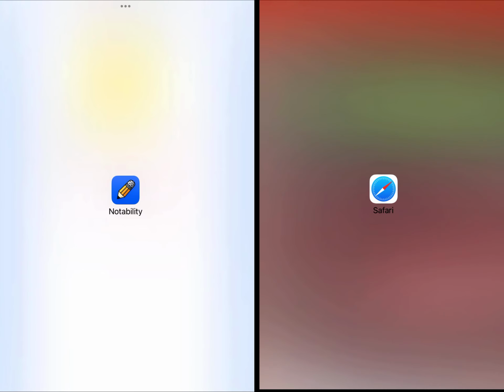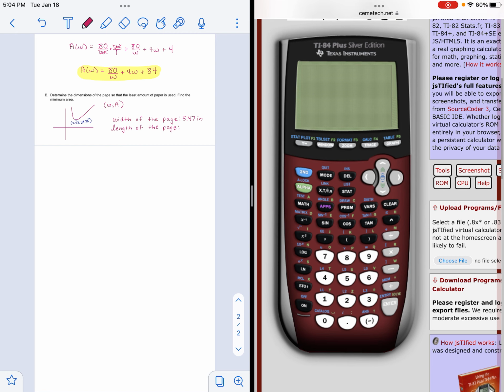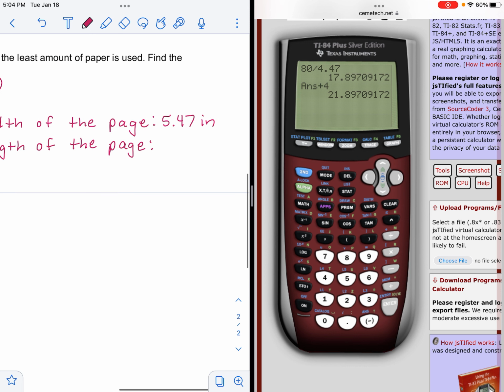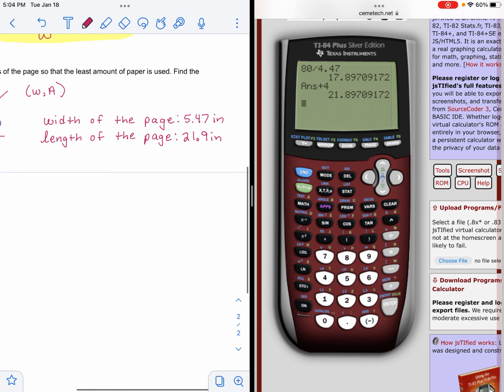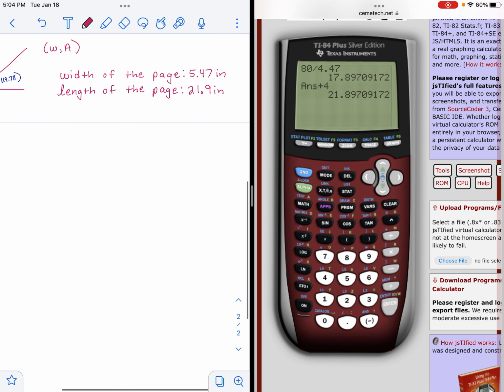Let me grab my calculator again. The other confusing thing is that the W is the W from our equation here. So 80 divided by 4.47 gives me my L value. But for the length of the page, I have to add 4 to that. And so my answer is 21.9 inches.